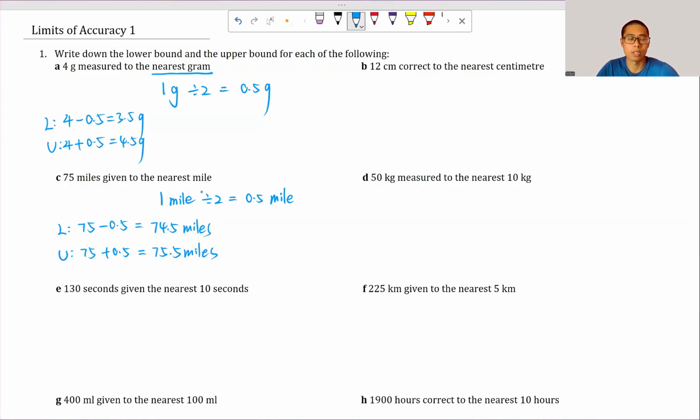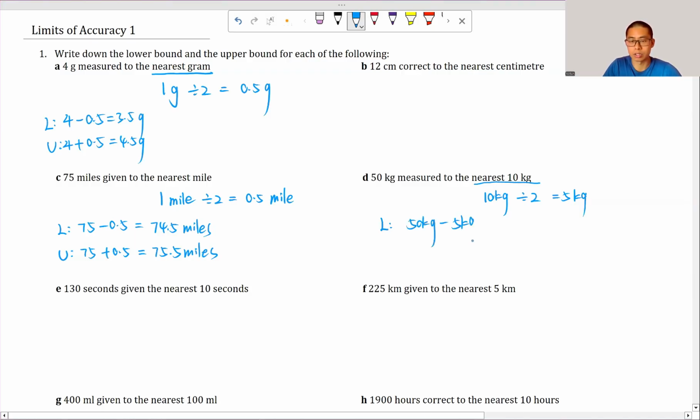Sometimes they may not give you to the nearest gram. It could be to the nearest 10 kg, or to the nearest 10 seconds, or to the nearest 5 kilometer. Let's have a look at how we find those. If the question says to the nearest 10 kg, we start from 10 kg and divide it by 2, then we have 5 kg. To find the lower bound, we use 50 kg minus 5 kg, which gives us 45 kg. And then to find the upper bound, we use 50 kg plus 5 kg. Then the upper bound will be 55 kg.